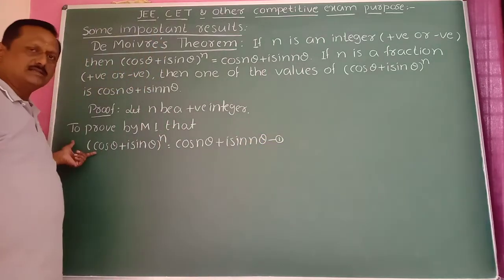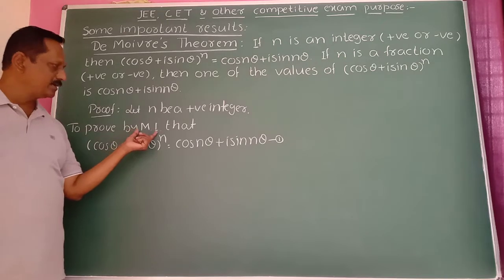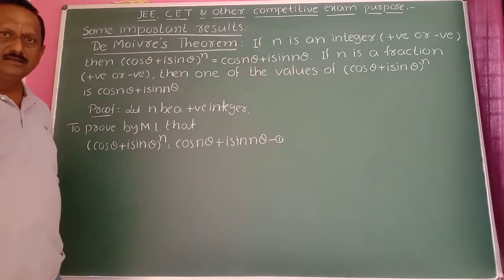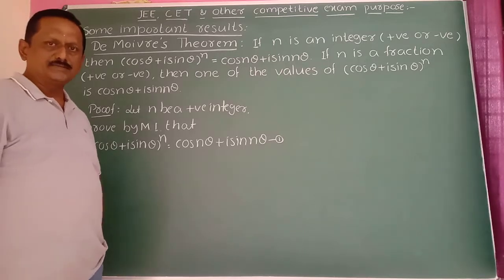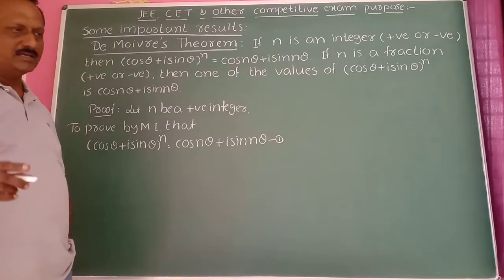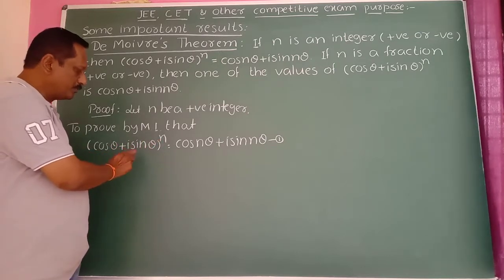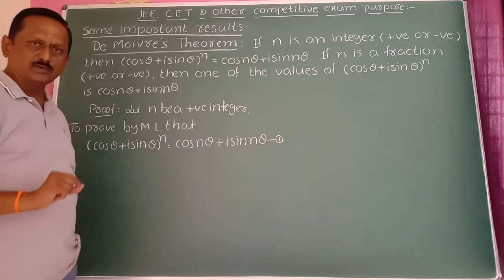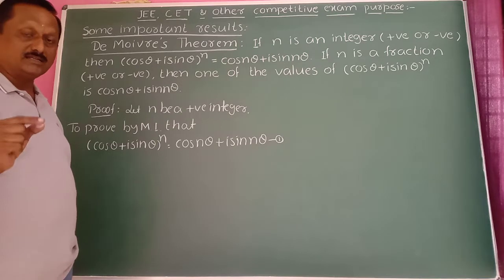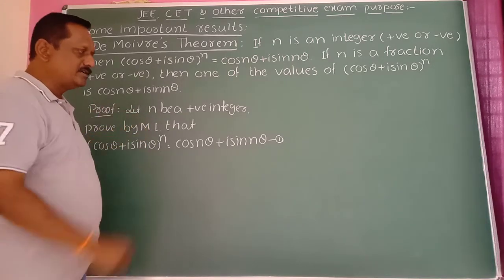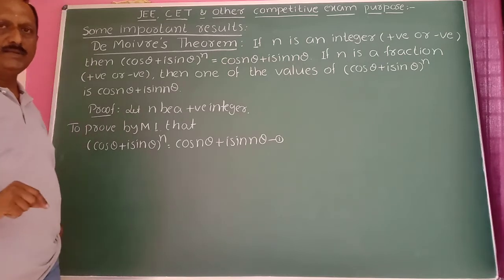You have to prove this result using mathematical induction. You know the mathematical induction steps. There are mainly two steps. First, you prove the result is true for n equal to 1, meaning prove LHS equal to RHS for n equal to 1. Next, you assume the result is true for n equal to m, then you prove the result is true for n equal to m plus 1.